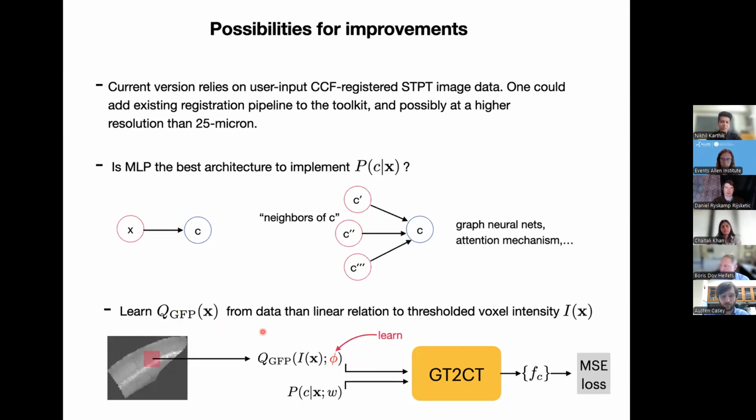For example, one way to look at it is shown here. You look at this patch here and then learn this relationship to the probabilities via some neural network of your choice, and learn the neural network weights.